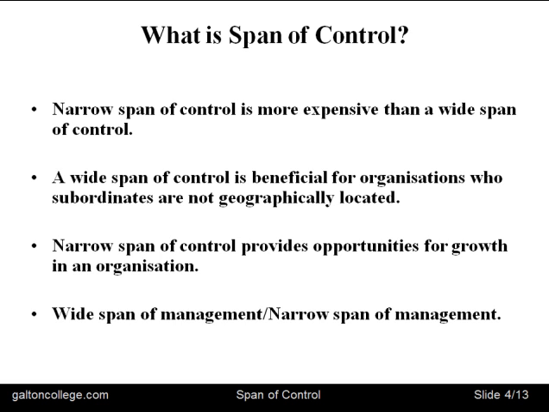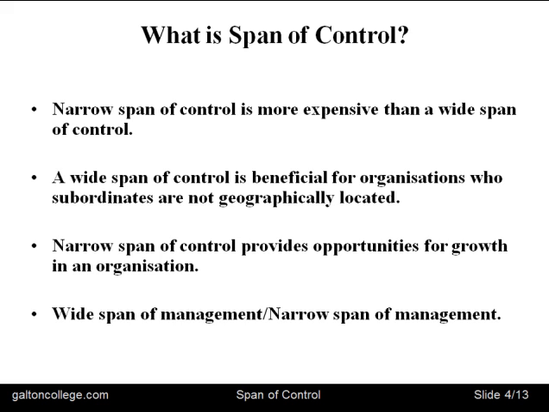A wide span of control is beneficial for organizations whose subordinates are not geographically located. So a wide span of control means a manager has got many workers reporting, but that means a big department. A big department may not be located in one center. It might be in a different factory or a different set of offices or in a different location. It may be in the same place, but it may be very large and requiring different jobs and different functions to be performed, which have to be separated out. So there's an issue there.